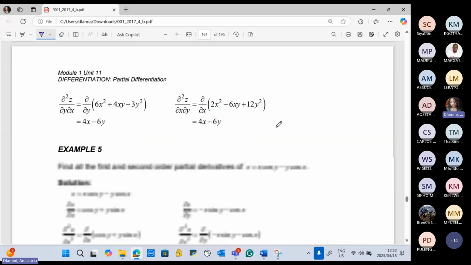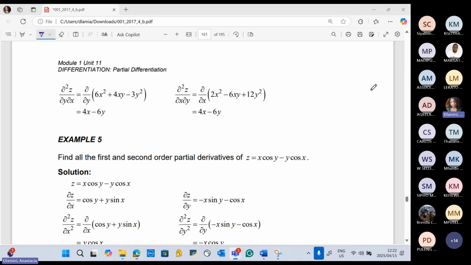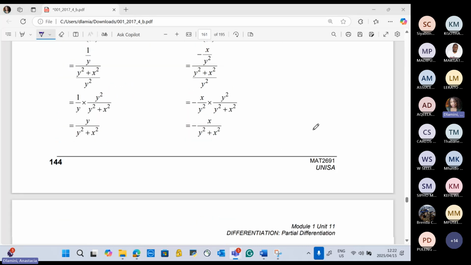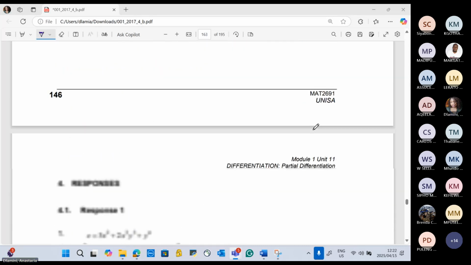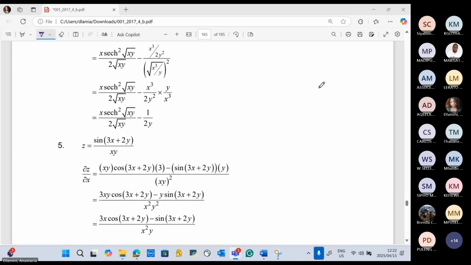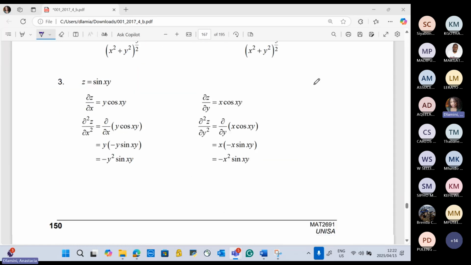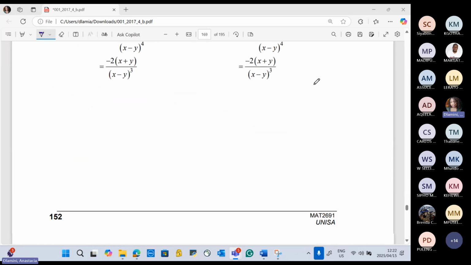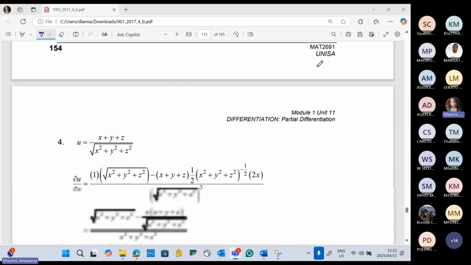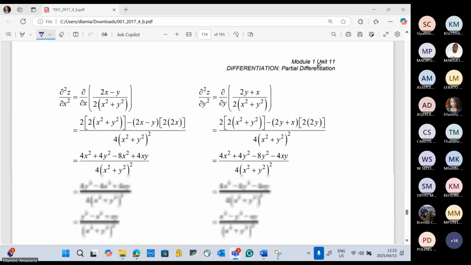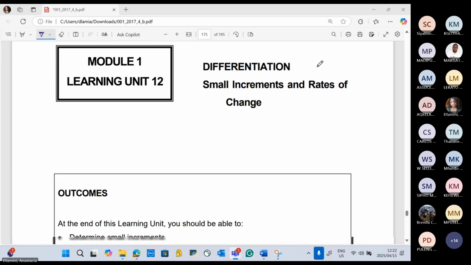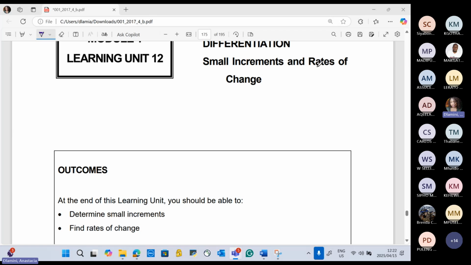Alrighty. Now, this is more of an application of partial derivatives. Let's go and see what they say. And rate of change. What is a small increment, guys?